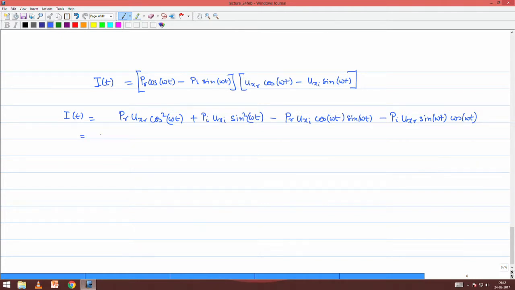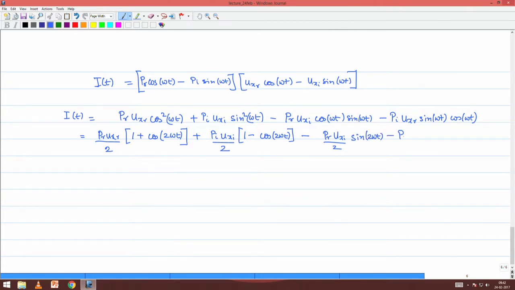So, in the next step we will appeal to our good old trigonometric formulas and replace these as 1 plus cos of 2 omega t plus P I u x I 1 minus cosine of 2 omega t divided by 2, minus P r u x I by 2 sine of 2 omega t minus P I u x r by 2 sine of 2 omega t. This is the instantaneous intensity.